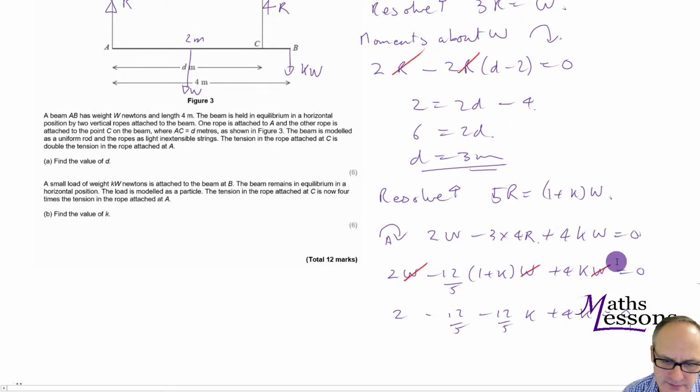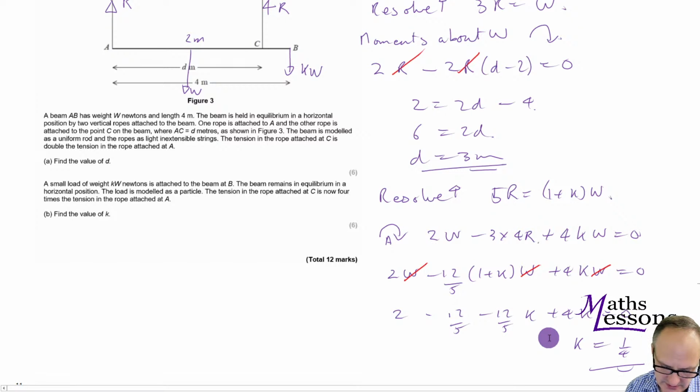Let's just simplify that down. Well, actually, let's save some time and just get to the answer. Solve that, and you get k equals a quarter. If you simplify that all down, this comes out to be minus 2/5, this comes out to be 8/5, and therefore you just get 2 divided by 8, which is a quarter.